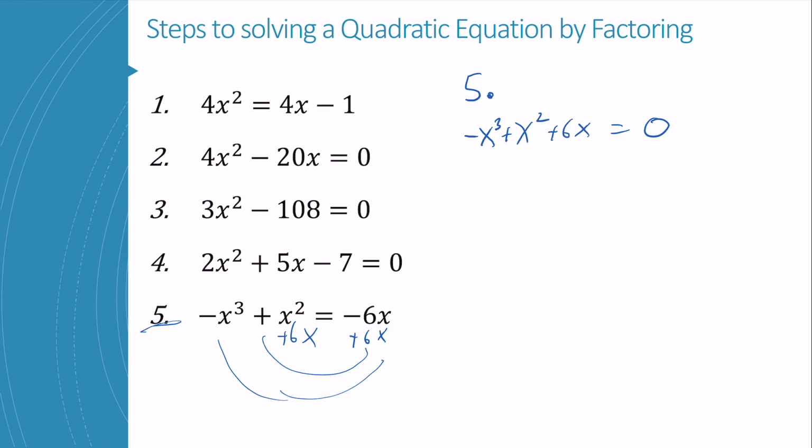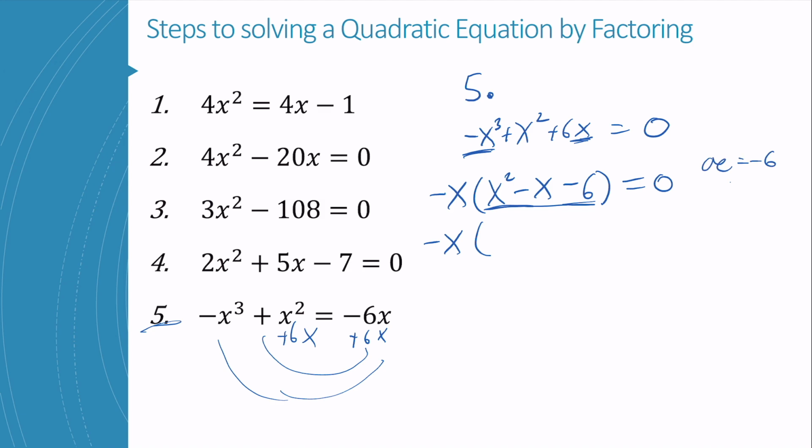I go ahead and pull out the greatest common factor, which is going to be an x, but I've got to make sure it's a negative x because we've got a negative leading coefficient and we don't like that. That leaves me with x squared minus x minus 6 is 0. And I say, okay, what are the factors of AC that add up to B? That's going to be a negative 3 and a positive 2. And because my leading coefficient is 1, I can go ahead and rewrite this as x minus 3, x plus 2 equals 0.